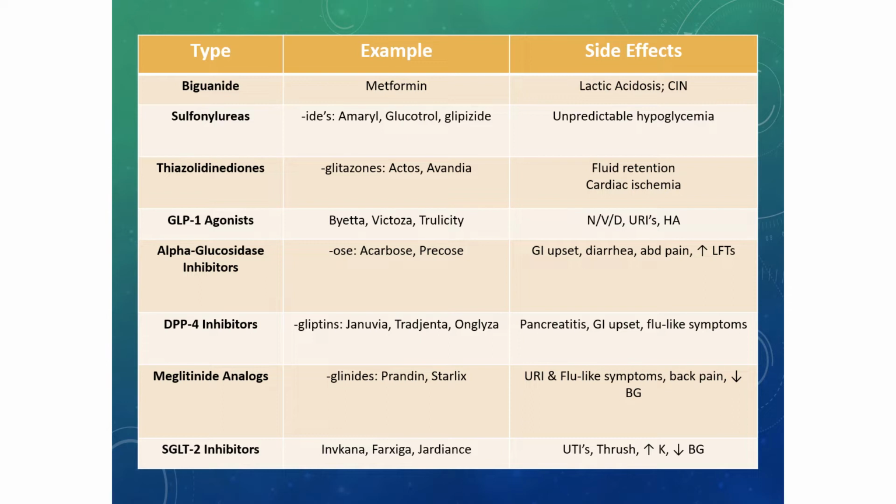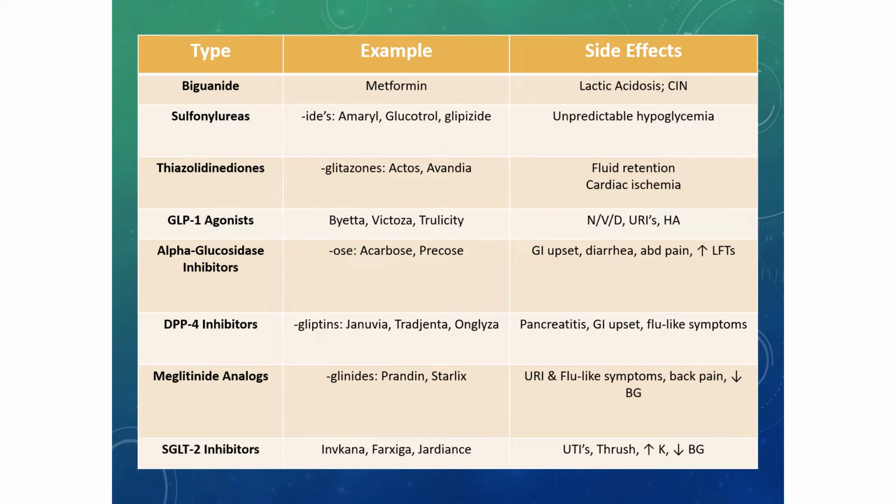Thiazolidinediones, such as Actos and Avandia, really aren't used much anymore. They tend to cause a lot of fluid retention, which can lead to heart failure and volume overload, and they can cause cardiac ischemia. GLP-1 agonists such as Victoza, Trulicity, Byetta. These medications are a little newer, but they can also cause nausea, vomiting, diarrhea, which is the last thing you want in a hospitalized patient. They also increase the risk of upper respiratory infections.